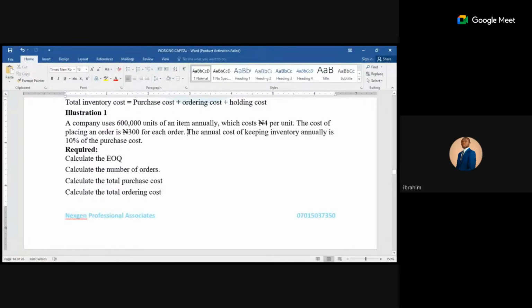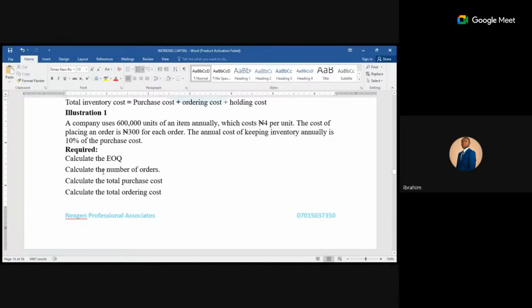The annual cost of keeping inventory annually is 10% of the purchase cost per unit. Class, this cost of keeping the inventory, this 10% of the purchase cost, is called what? Carrying cost or holding cost. Holding cost, or carrying cost. Good.